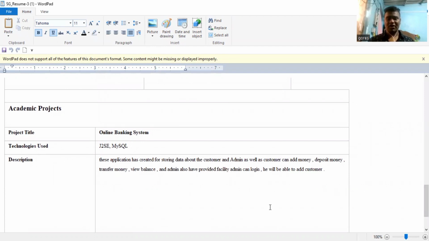Yes, sir. I have created one project. The project name is Banking System Application. Customer can add money, withdraw money, transfer money, and view money, and can view money using account number. Admin can log in, admin can add customer details, and admin can log out. A similar facility is provided, but something is missing compared to the customer.